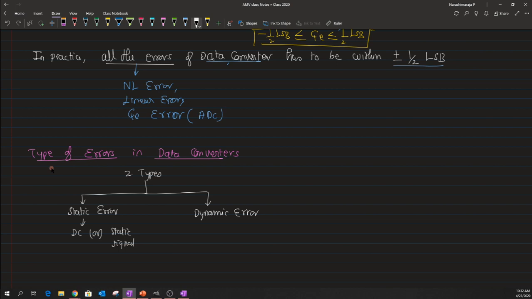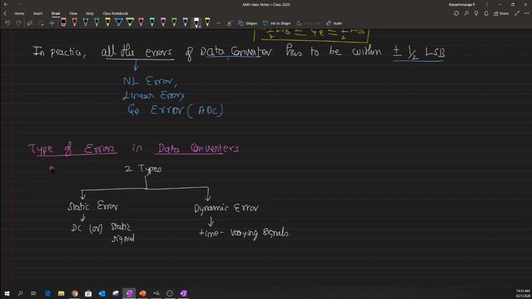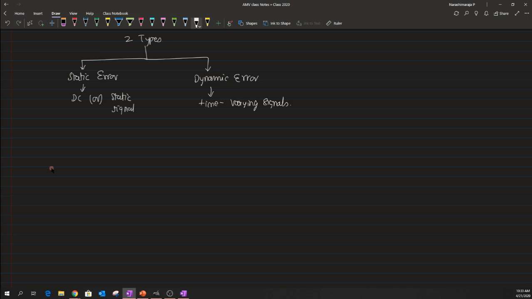Whereas in the case of a dynamic error, these are the types of errors that affect the accuracy of the converter while converting a time varying signal. So, this happens while converting dynamic or time varying signals. With this let us further step down to static errors first, and then later we will move on to the dynamic errors.